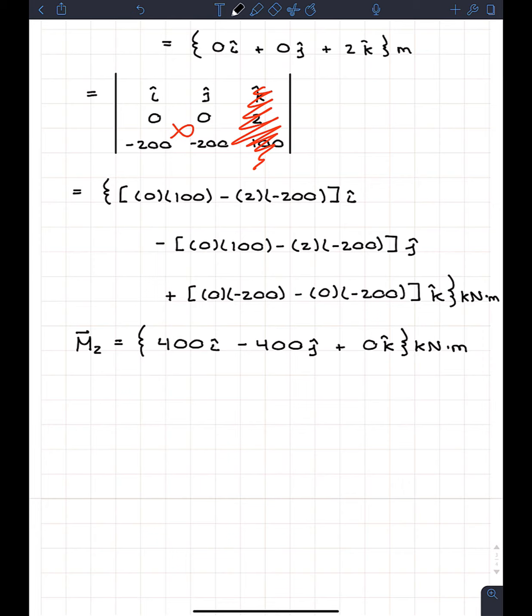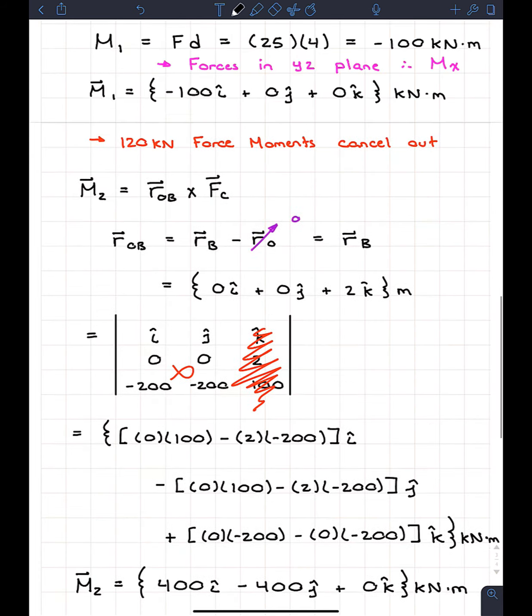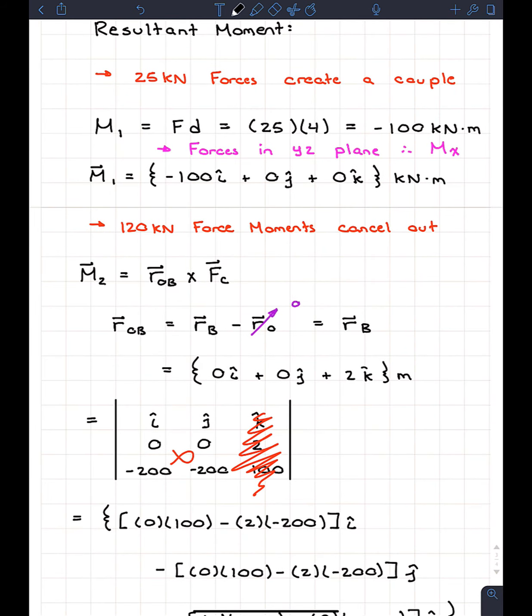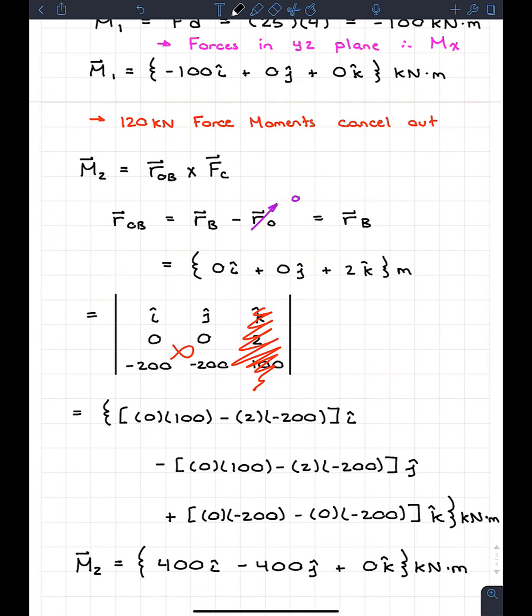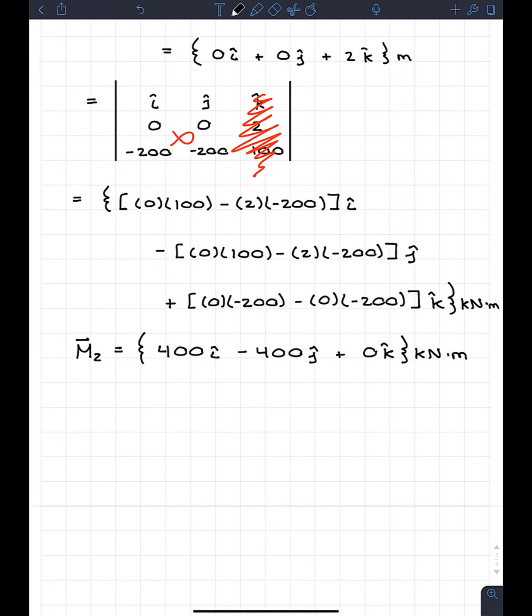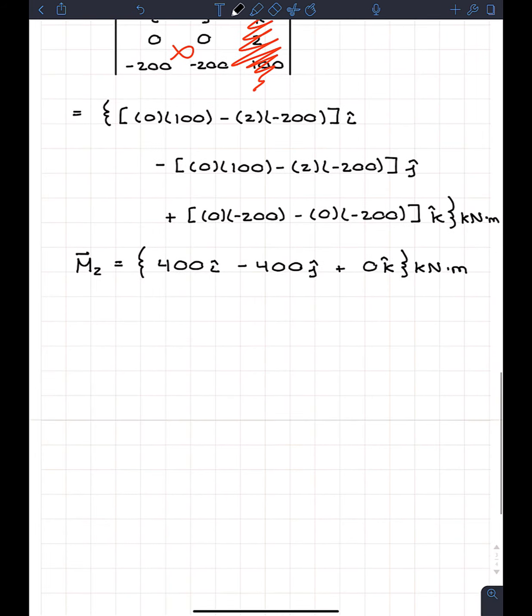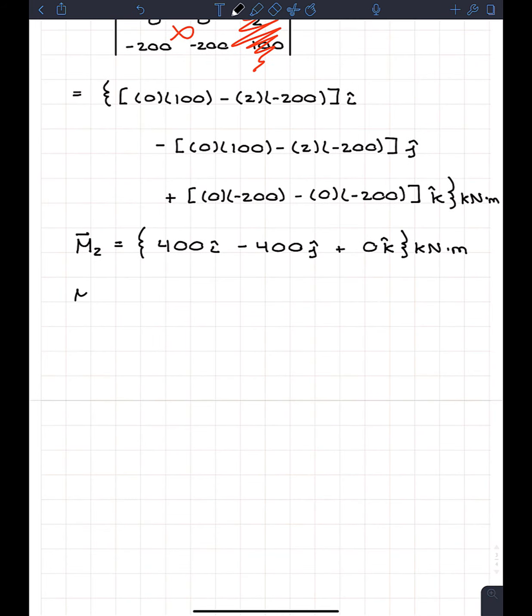Now, we're not done yet because we're done the hard step, which is we found the moments due to all of those forces. So a quick recap, we had a couple moments. So we found M1. We found out the 120 kilonewton forces canceled out, so they didn't create any sort of resultant moment. And then finally, we have M2, which we obtained using the cross product. So what we can put is MR. So this is a resultant moment. And we know it's just going to be all of our moments added up. So we got M1 plus M2.